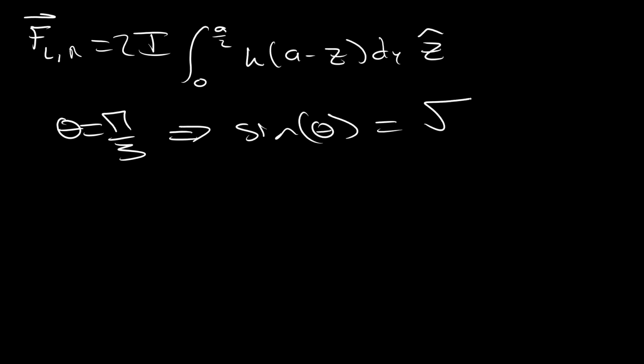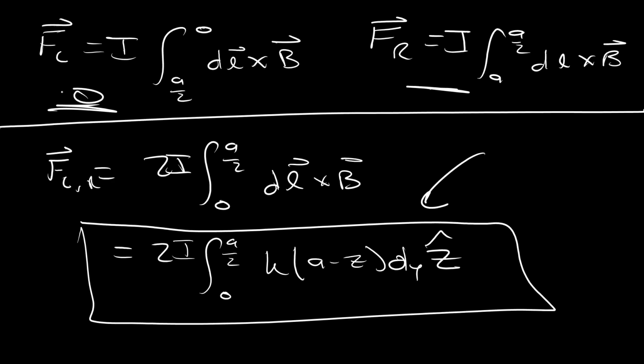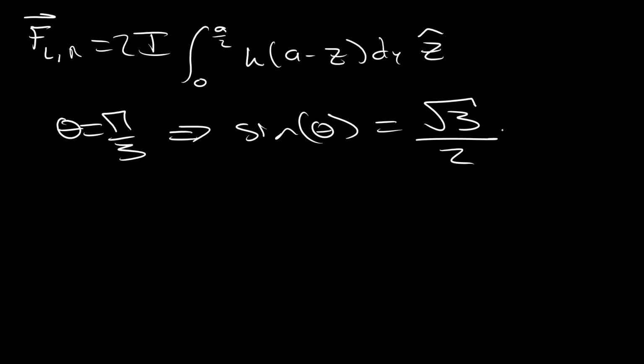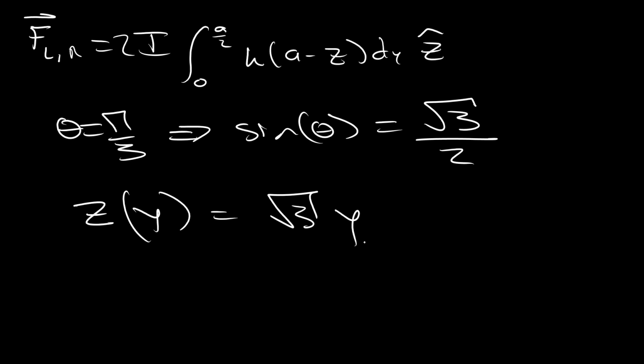Now, if you were using the method where you were using these two individual integrals, you would use z equals root 3 on 2 y. But since we're doing two of these, because we're going to be going up and then back down, we can multiply this value by 2 and just get root 3. So that makes z as a function of y, root 3 y. And we can sub that in for z now, so let's take care of that.